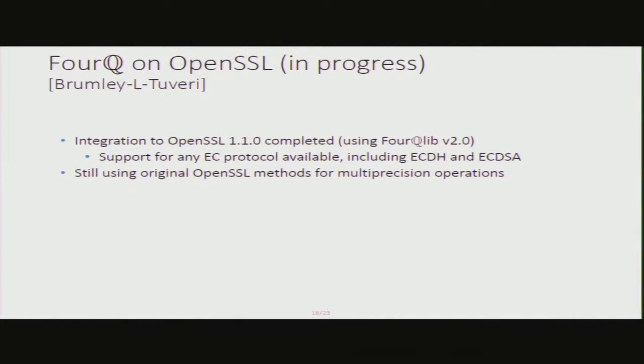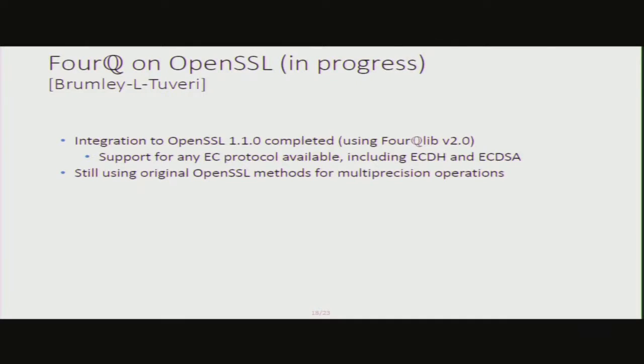Now, let me finish this presentation by showing our work in progress. We are working on plugging 4Q into OpenSSL, and this is joint work with Bob Bramley and Nicola Tuveri. We have been working on this integration with the current version of 4Qlib. Actually, that integration is complete. Version 2.0 works with version 1.1.0 of OpenSSL. So there is wide support: any ECC protocol that is out there can right away use 4Q, and we will be releasing the patch for OpenSSL soon.